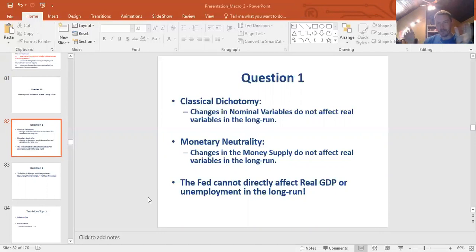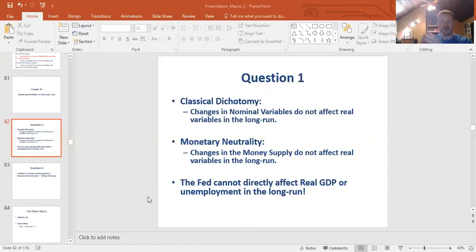So it's a dichotomy. The dichotomy refers to the fact that we kind of have these two worlds. The first world is the world of nominal variables. Nominal variables are variables that are measured in dollar terms, unadjusted dollar terms that are not adjusted for inflation. And nominal variables have no substance. They're not fundamental to the economy in the long run.